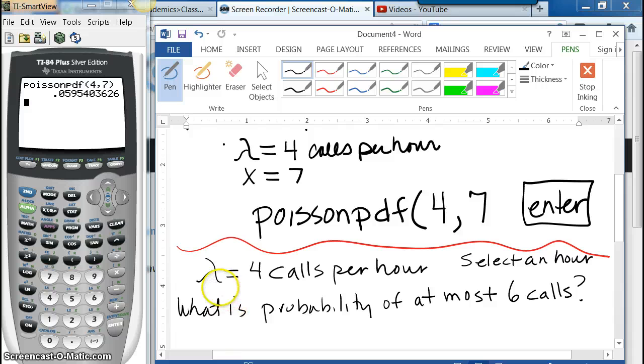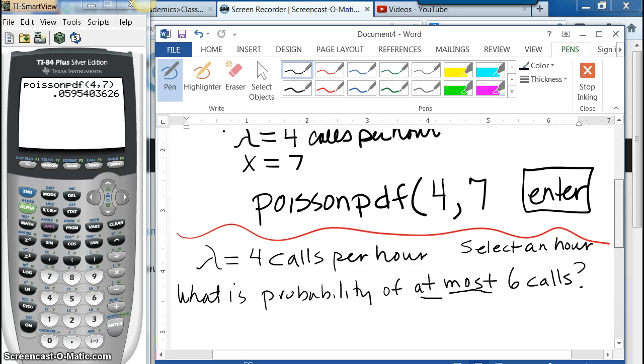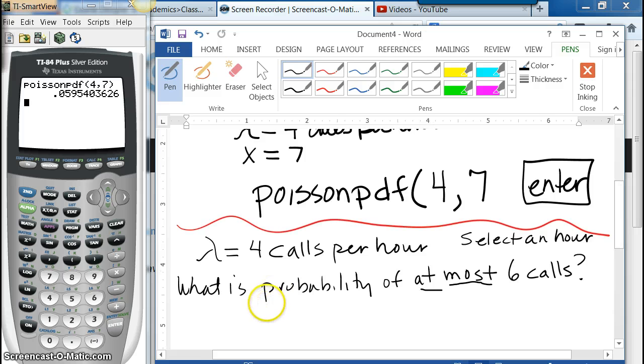Now let's change the problem a little bit. We're still going to use an average of 4 calls per hour, and we're still going to select an hour randomly. But what if we want to know the probability of at most 6 calls during that hour? At most 6 would mean that there's no more than 6. 6 is the most it could be. And so we're answering this question, x less than or equal to, sorry, that should be a 6 there, not a 4.